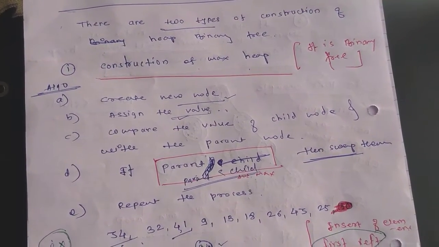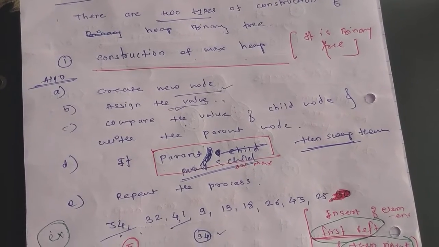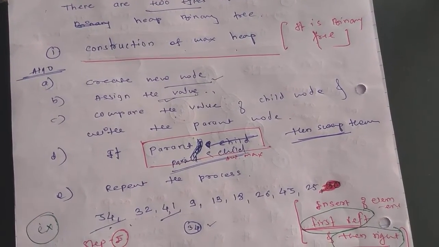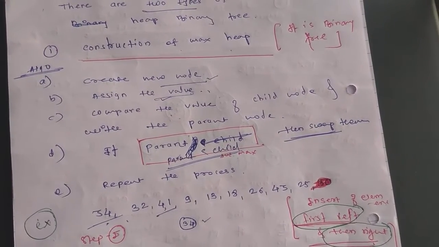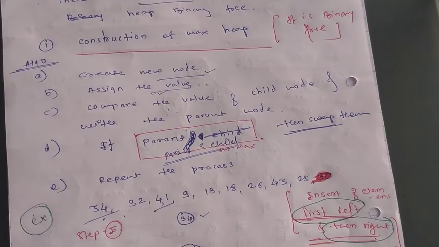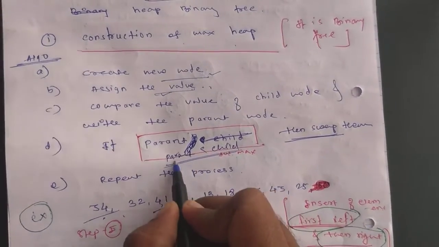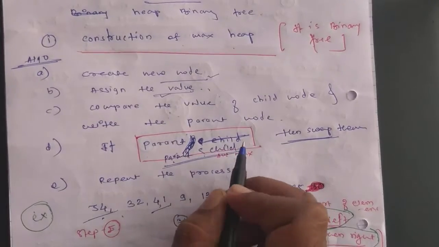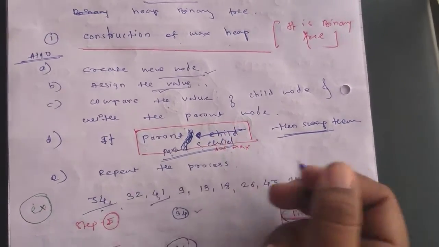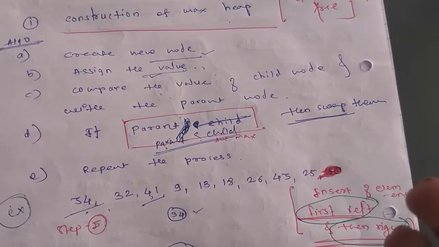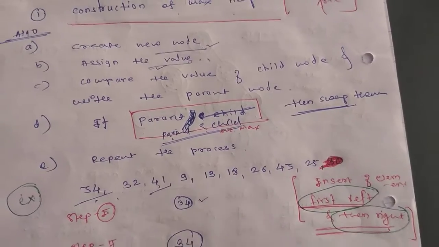Whatever the newly created elements are in the tree, you have to compare the node with its parent node. If the parent node is greater than its child node, there is no need to swap the elements. But if the parent is less than its child node, there is a requirement of swapping the elements. Repeat this process until you create the complete heap tree.